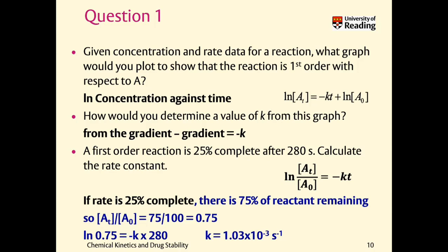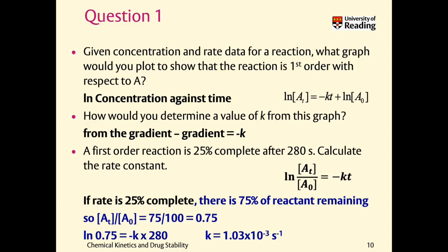So I hope you've now paused and tried these questions. The first part you'll be able to get from the previous slides fairly quickly. If you've got a concentration and rate data for a reaction, the graph that would show if the reaction is first order is log of concentration against time. We get that because the integrated first order rate equation gives a straight line if you plot the log of concentration against time. This will only be a straight line if it is a first order reaction.